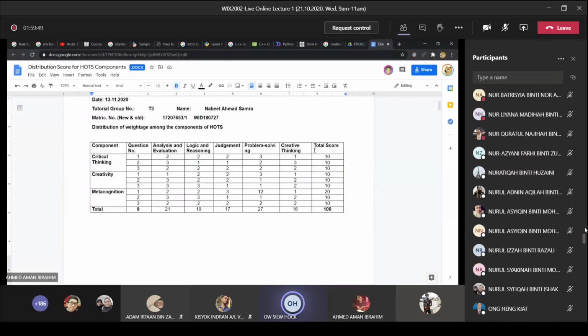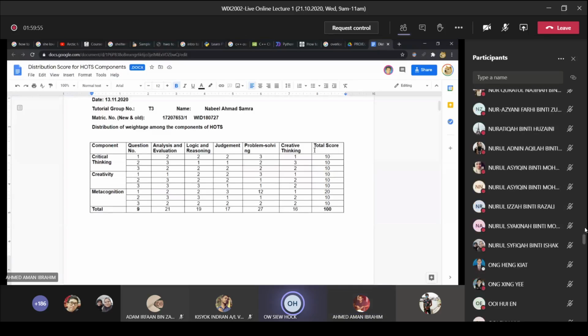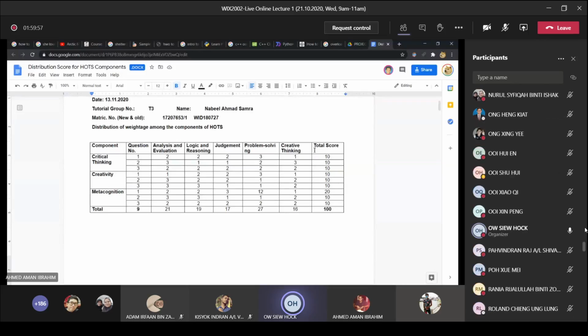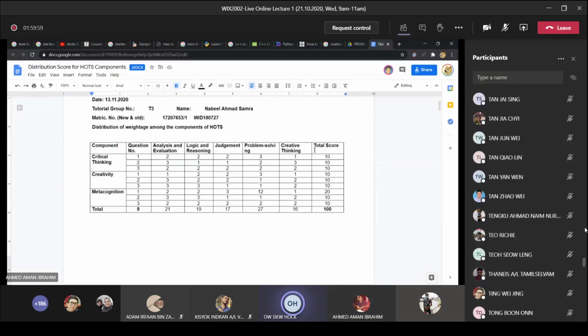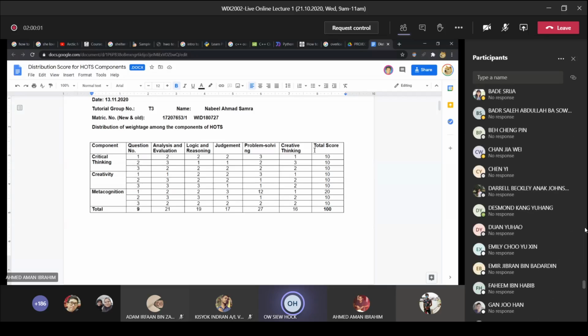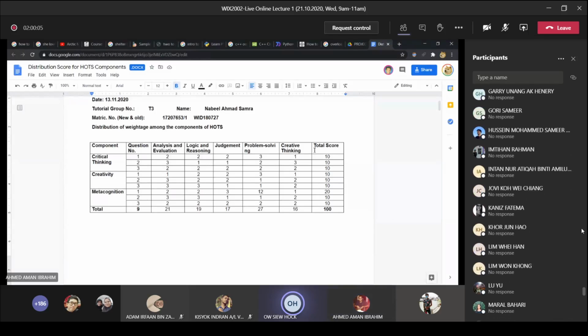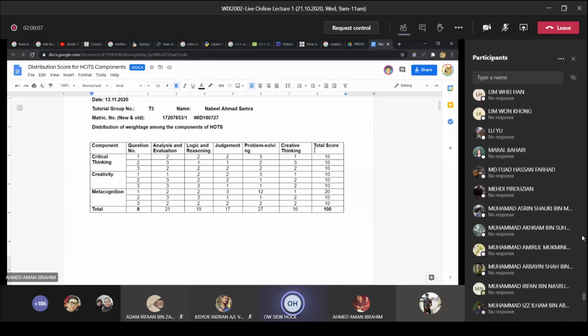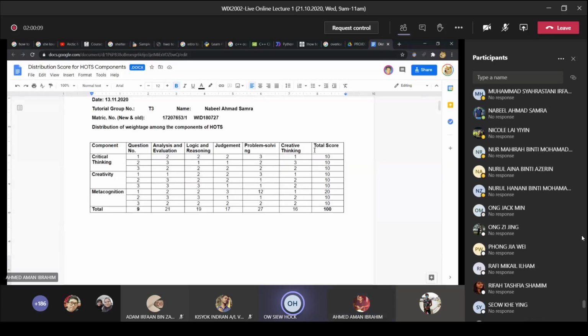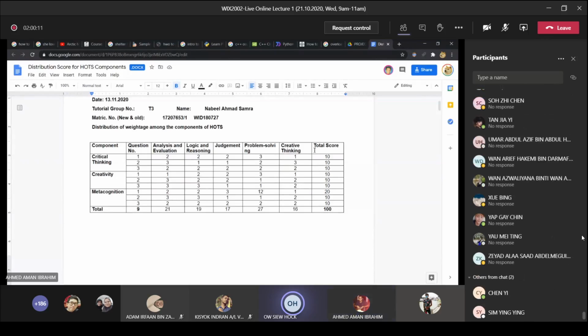Then you can make a conclusion, say this HOTS assessment, based on all the respondents' feedback here, it looks like the emphasis is a lot on analysis and evaluation from the perspective of critical thinking also being assessed. Creativity also got this component. Metacognition also got. And then you find out that there are certain aspects, let's say judgment, they got but very low. That means maybe this set of assessment questions or HOTS is not very balanced. That means it's a bit lacking in the judgment and overemphasizing on analysis and evaluation.